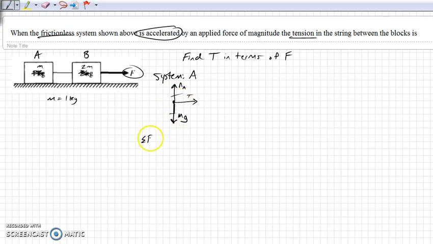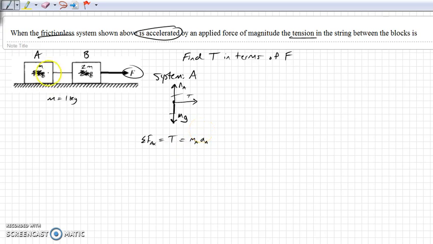If I want to think about the horizontal forces acting on the system now, it's kind of weird. I only have tension. Now, if this was a balanced situation, then tension minus something would equal 0. But instead, this doesn't equal 0. This will actually equal the mass of system A times the acceleration of system A. So that's Newton's second law.